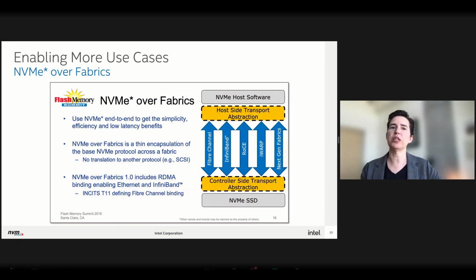So then if we look at 2016, we had established NVMe over fabrics. We had defined the specification. We had that vision of Fibre Channel, RoCE, iWARP, next-gen fabrics, all of those pieces, and making sure we didn't have to translate in and out of other fabrics.